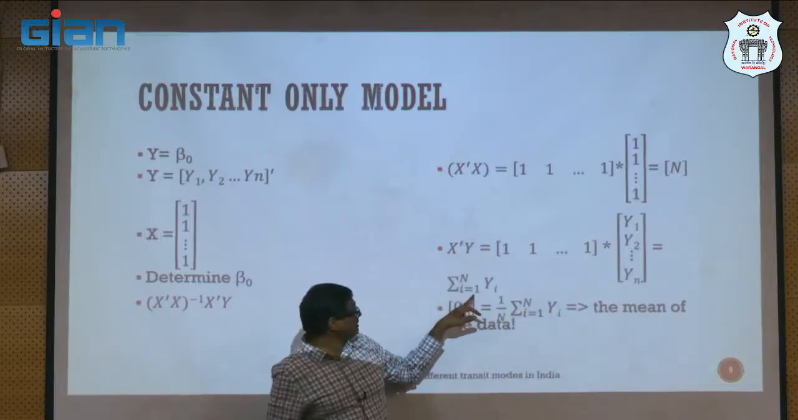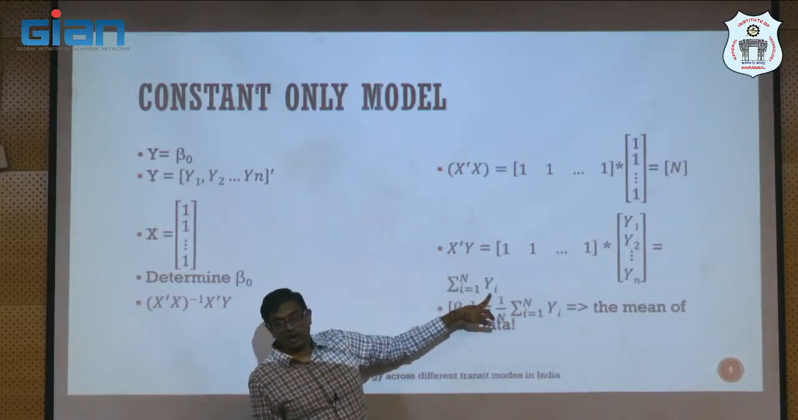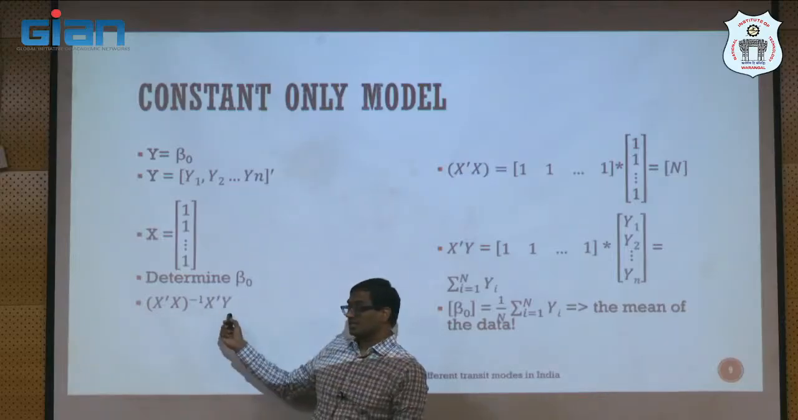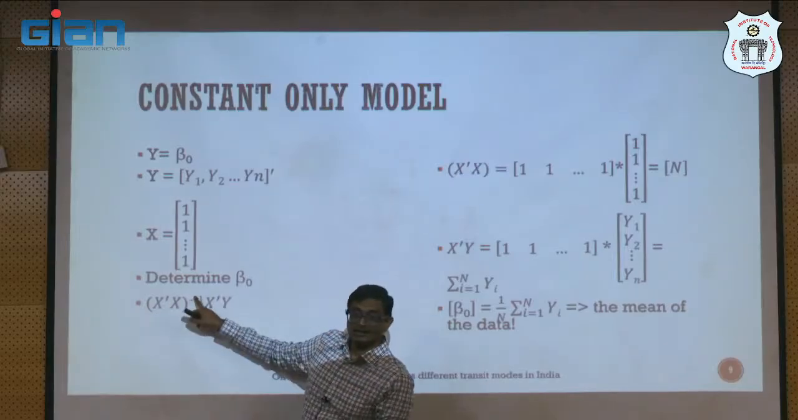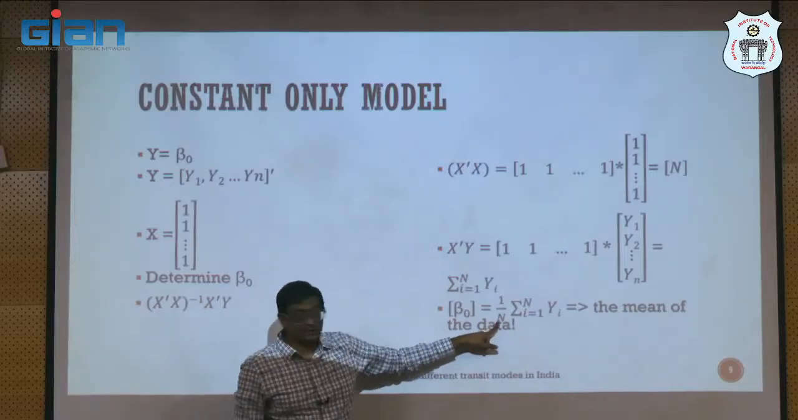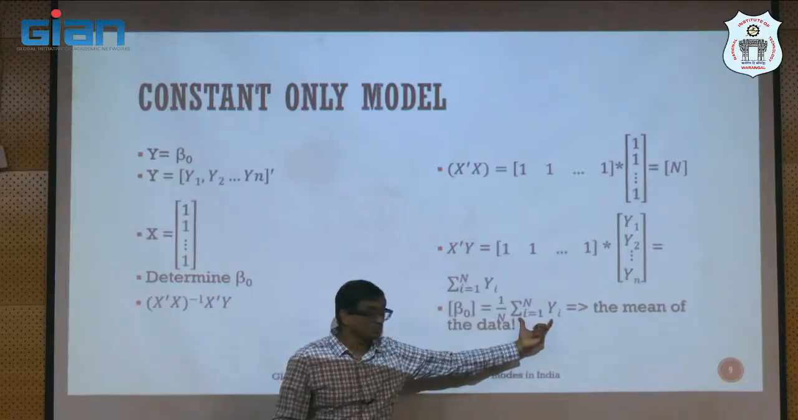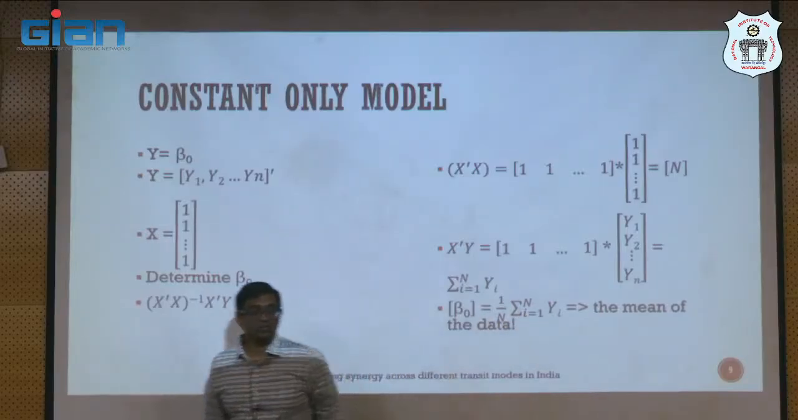Okay. So you end up with summation of y. So now let's apply the formula x dash x whole inverse x dash y. So this is n. Inverse will be 1 over n. This is summation of all of that. What does this show you? What is 1 by n over sum of y?